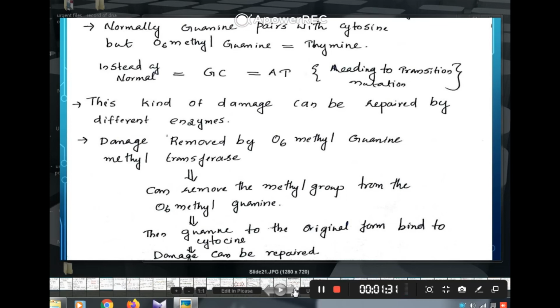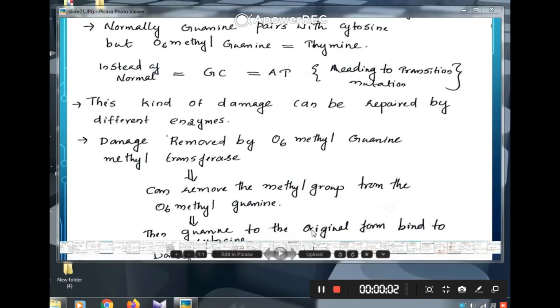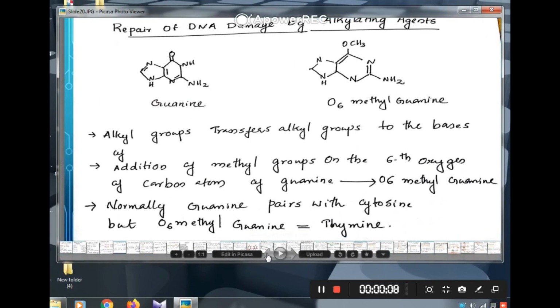This enzyme, O6-methyl guanine methyl transferase, removes the methyl group, and then guanine returns to its original form and binds to cytosine. After removal of the methyl group, guanine pairs with cytosine and the damage is repaired. In this way, the repair of DNA damage by photoreactivation and by alkylating agents takes place.